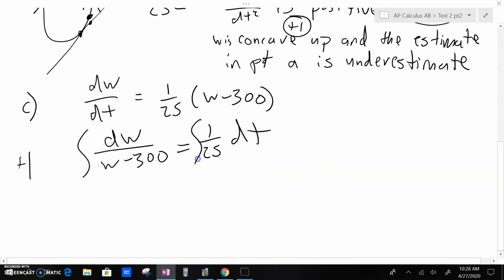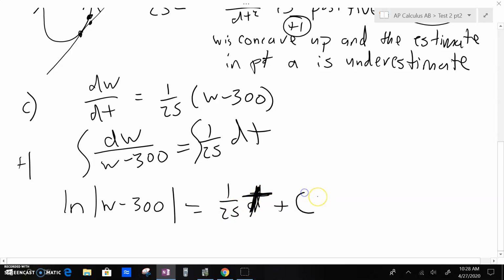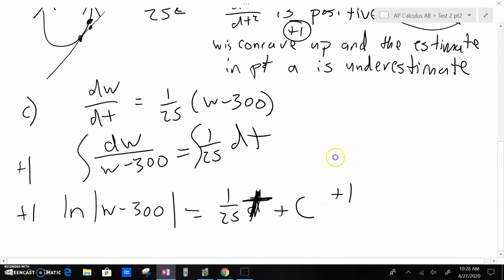We're then going to integrate this thing. You can do a u substitution, so technically u is w minus 300, or you can recognize that this is an implicit u substitution. So I've got ln of w minus 300 equals 1/25th t plus c. You get a point for the antiderivatives, you get a point for the plus c. So we're just racking up points.